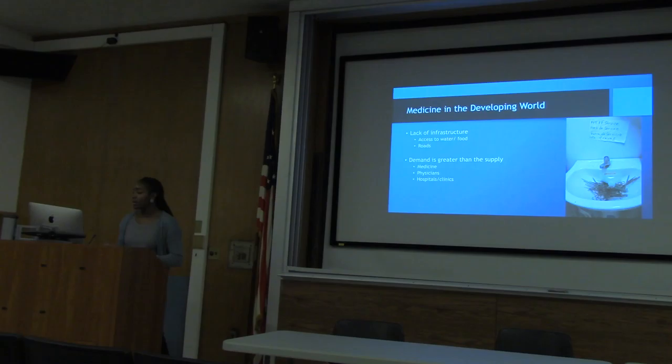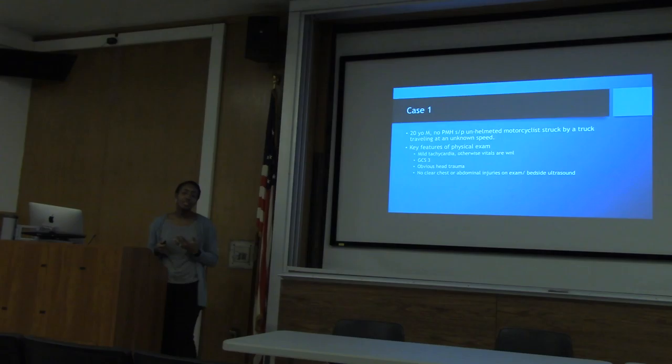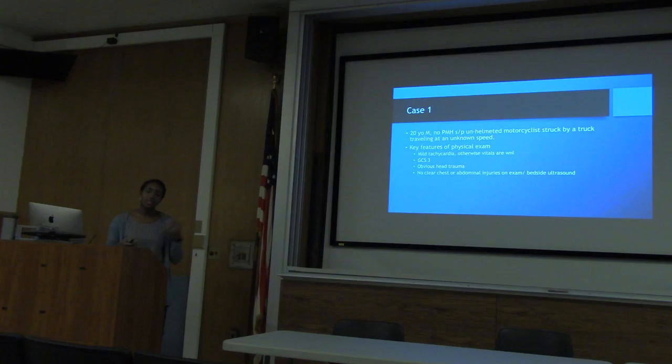So for this talk, I'm going to do it more case-based, and we're going to go through some ethical dilemmas that come up in the cases that I saw while in Haiti, and we're going to relate it to some of the issues that we see here at home as well. So the first case, a 20-year-old man, no past medical history, he was an unhelmeted motorcyclist struck by a truck traveling at an unknown speed. So this scenario was very common. There's a lot of motorcycle use in Port-au-Prince, and a lot of people didn't wear helmets at all.